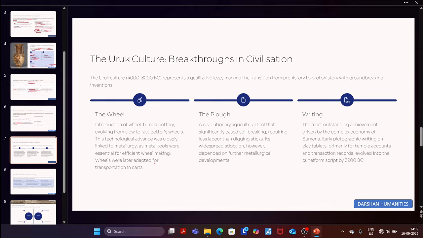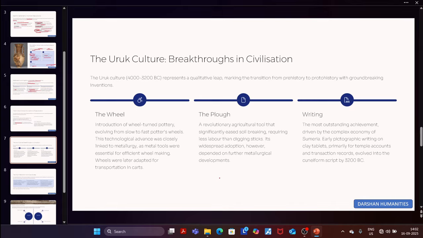Mesopotamia, all in all, did not come into being suddenly. It was a process from the Neolithic to the Bronze Age. Technological innovations were going on, population was increasing, people were settling, villages were formed, and different cultures came into being one after another.